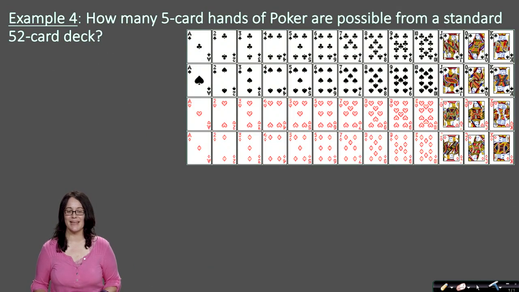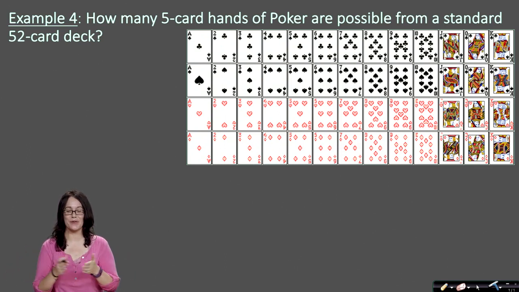Example 4 says, and this is a really important one for your future problems in probability, next section: How many 5-card hands of poker are possible from a standard 52-card deck? And I wanted to remind you what a deck of cards looks like if you're not a poker player, right? So in a deck of cards, there are 52 cards because there are 4 suits of 13 each. You have the black spades, the black clubs. You have the red hearts and the red diamonds. And in each suit, you'll have an ace, which could be interpreted low as 1 or high, sometimes I believe as 11. It's been a while since I played cards.